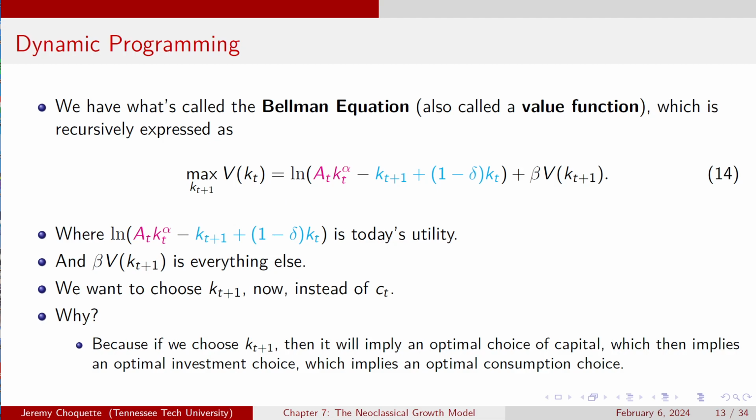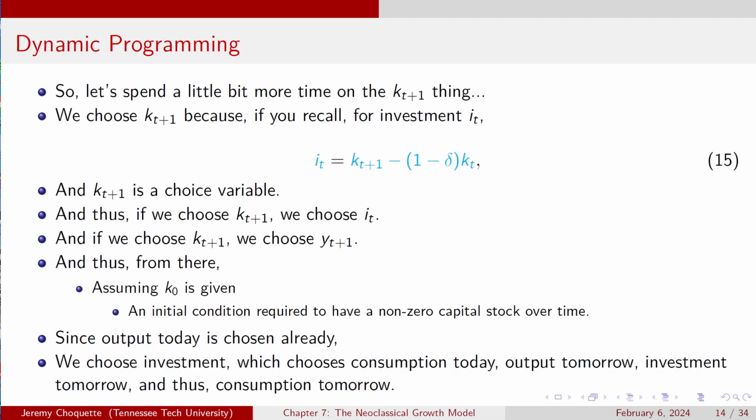And I want to choose KT plus 1 instead of CT because, like I said, if we choose KT plus 1, that implies an optimal choice of capital, which then gives me an optimal investment choice, which gives me an optimal consumption choice. So let's spend a little bit more time on this KT plus 1 thing, because I really want to make sure that this makes sense before we move on.